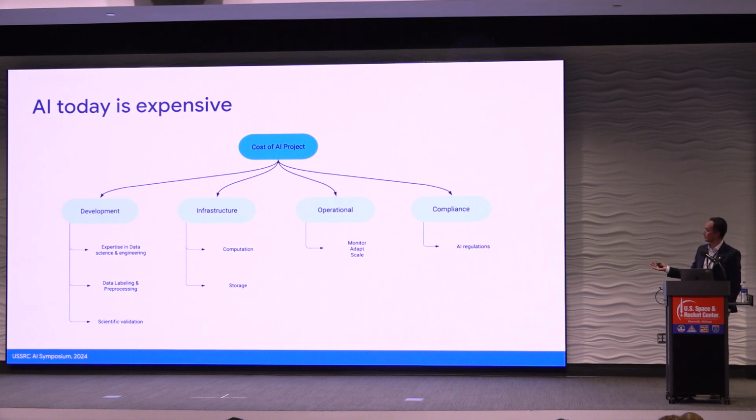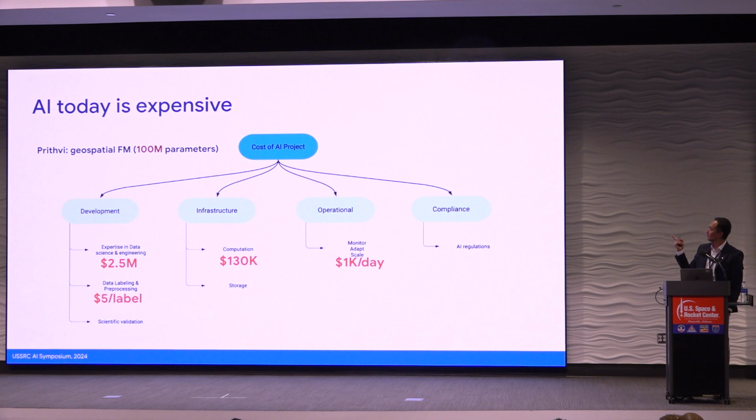And the data is growing, so you have to store it somewhere. Operationally, you have to monitor over time, right? Things change: physics changes, land changes, everything changes, right? So you have to adapt with new data sets. In some cases, you have to scale it with new data sets. And there are also compliance requirements now being handed out to us, right? There are regulations that we have to abide by.